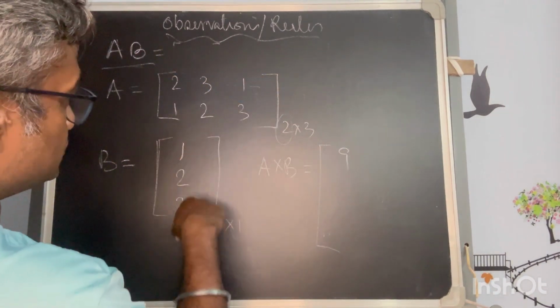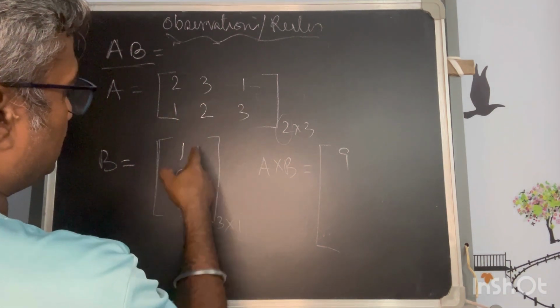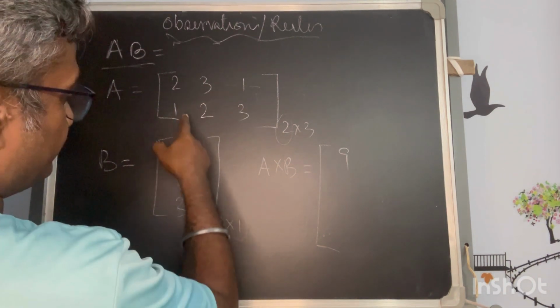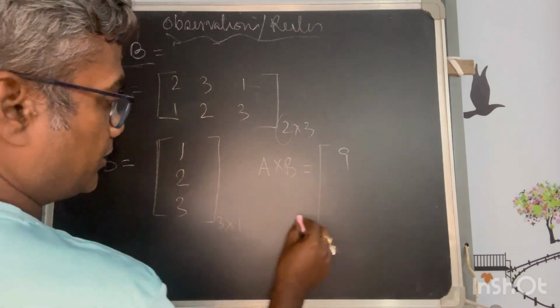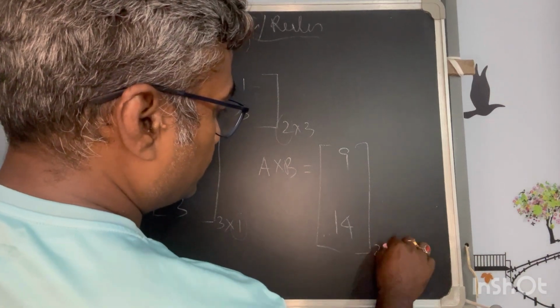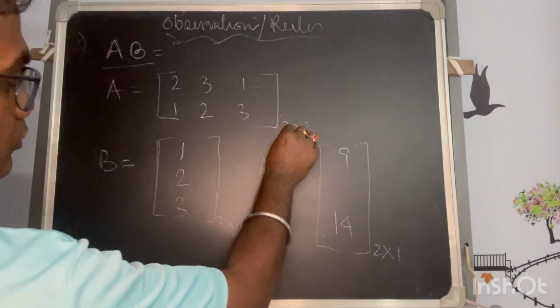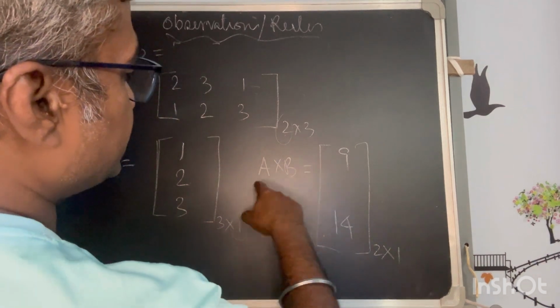then this, there is no other option. So this into this, 1 into 1 is 1, 2 into 2 is 4, 1 and 4 is 5, 3 into 3 is 9, 5 plus 9 is 14. Now you see the order of this is equal to how much? 2 cross 1. What am I getting? 2 cross 1 as per the rule is okay. Now you remember this is A cross B.